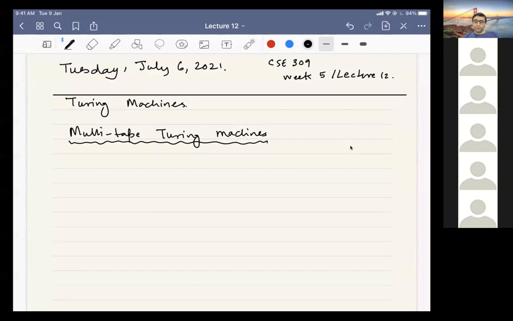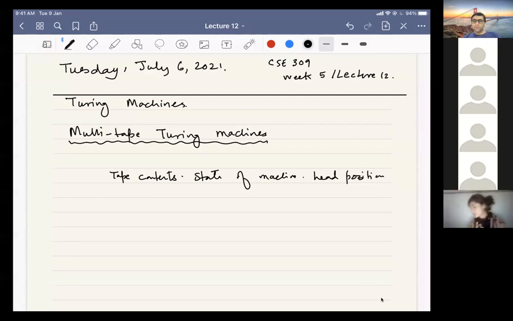For a single tape Turing machine, a configuration has the tape contents, the state of the machine, and the head position. For example, 0110 Q5 1001 is a configuration of a single tape Turing machine. Since there is only one tape, there is one head, pointing to this position. These are the symbols the machine has already passed, and the current state is Q5.